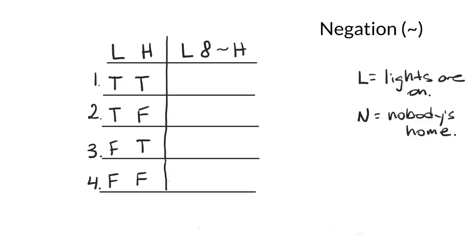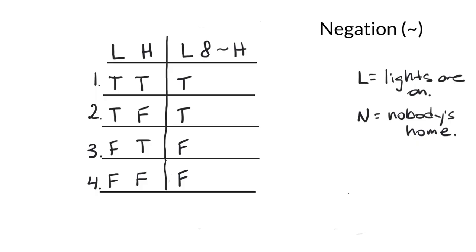So on row 1, L is true. Row 2, L is true. Row 3, L is false. Row 4, L is false, because we're just carrying over the truth value here, because L is just L, like over here. But now we've got a negated H. So I'm going to do the long way here. I'm going to put the truth value of H right under H, and then I'm going to flip it and put the truth value of negated H under the tilde. So I'm just going to go row by row here under H and put it directly under H.